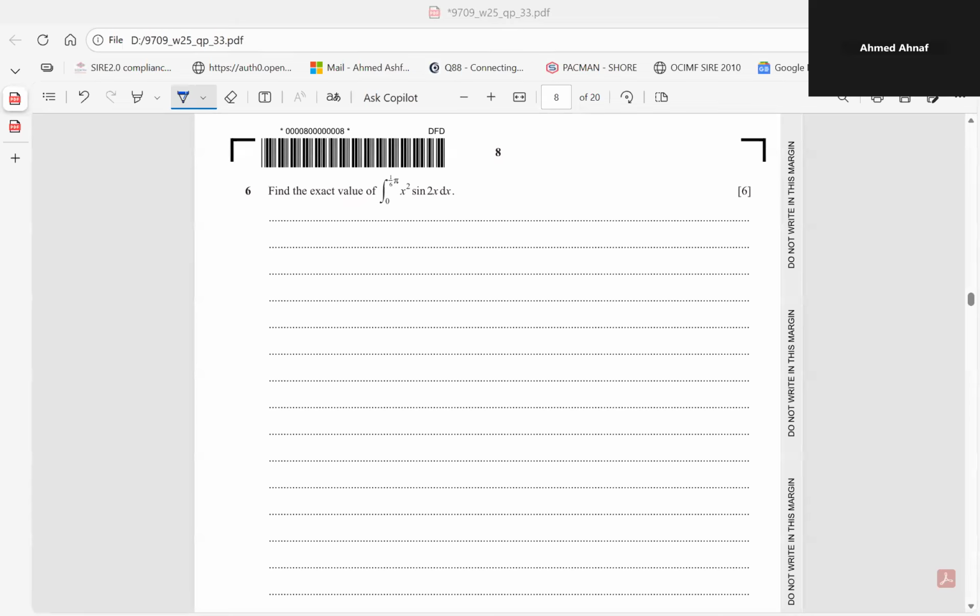Okay, so for this question, we are told to find the exact value of this definite integral. Okay, so first things first, we notice that this integral is a product of two functions. And what do we do by default when we see a function like this that we have to integrate? So we should automatically think of integration by parts, okay? So let's write down our integral. Let's copy it down.